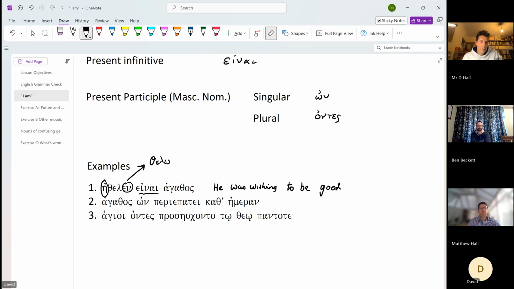And then in number two, we have the little participle here, on. So agathoson, peripate, kathemiran. You'll remember that, I hope, that with the participle, it's something that's either happening simultaneous to the main verb, or it's happening prior to the main verb. And if it was simultaneous, then it's a present participle. If it was happening prior to the main verb, then it would be in the aorist. So obviously we're looking at a present participle here. So we're going to have something which is essentially happening at the same time. And we will translate that being, so being good.